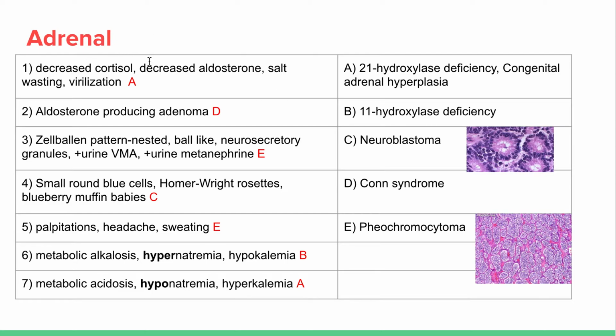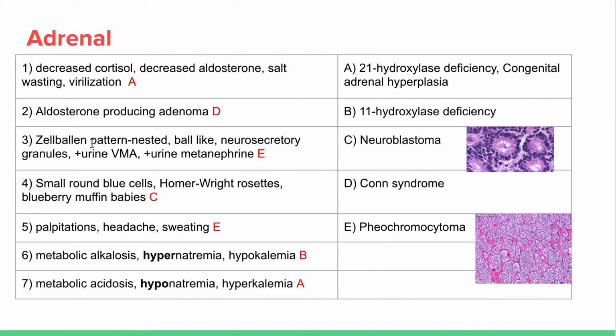Decreased cortisol, decreased aldosterone, salt wasting, and virilization, right? So you get no cortisol, no aldosterone, and virilization of the genitalia. That's your classical congenital adrenal hyperplasia or your 21-hydroxylase deficiency. Next is an aldosterone-producing adenoma. This is your Conn syndrome.